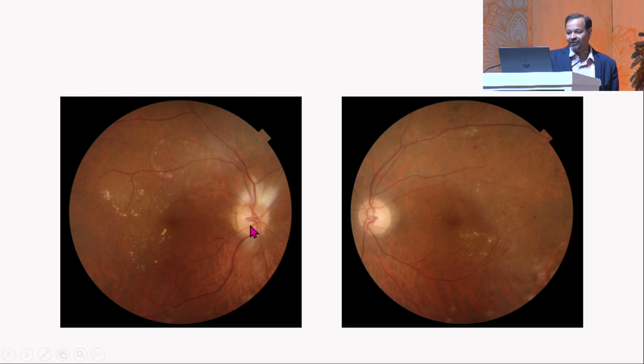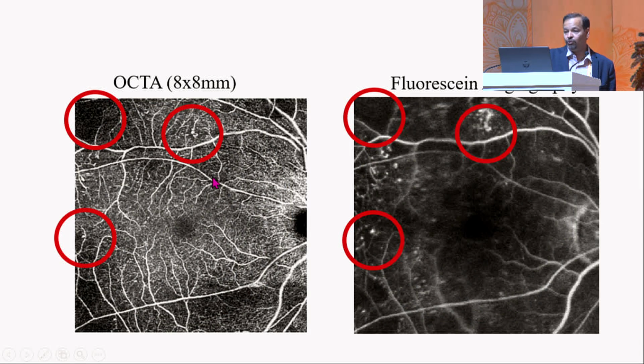So this is a patient with, you can see, moderate NPDR. There are some hard exudates and microaneurysms which are visible, but when you go on to do OCTA and FFA, you can see on FFA many microaneurysms are seen, while the same are not seen on OCTA scans.